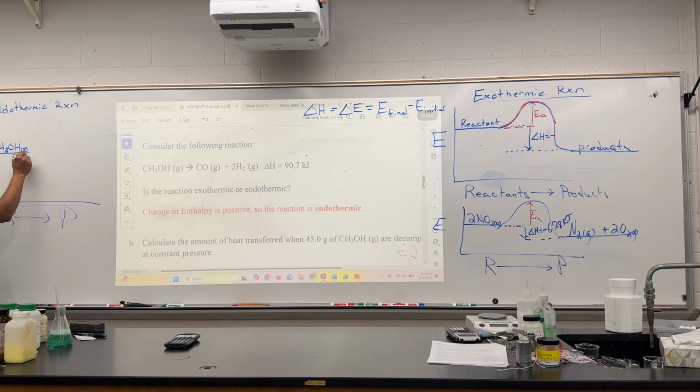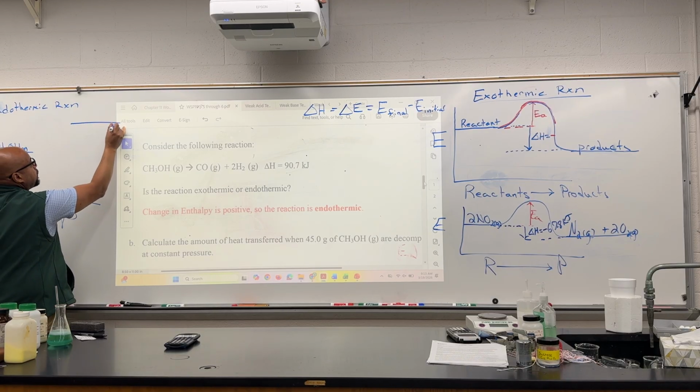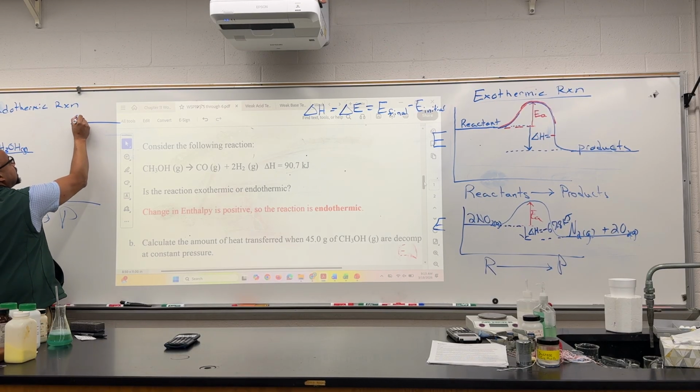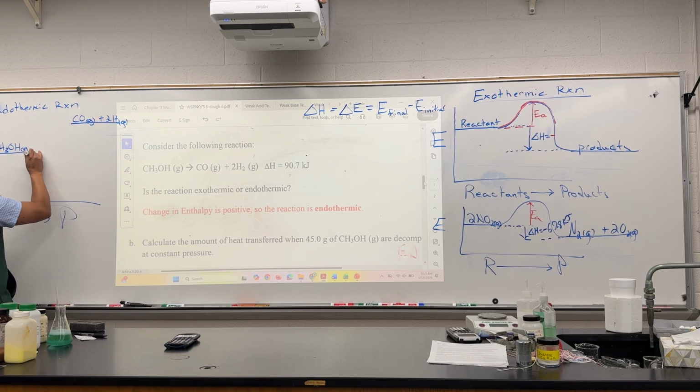CH3OH gas right here. Products in this case, because it's endothermic, it's going to be higher or lower? Higher, because there's going to be some net increase in energy here. So I'm just going to put the products a little bit higher here. So I'm going to go CO gas plus 2H2 gas here. I'm going to go up here and just once again show my little barrier right there and then come down.